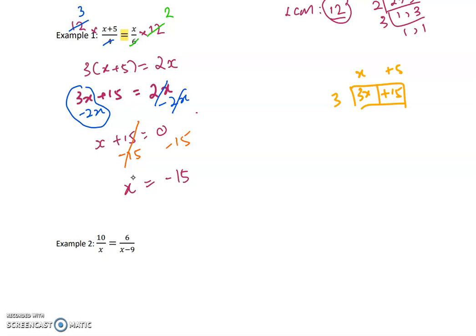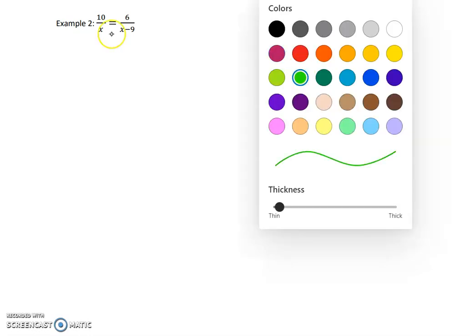Simple enough. Just remember, using the LCM, we can get rid of the denominators together. Now, what about this one here, where we actually have 2 different types of denominators? We have x here and x minus 9 here. So our LCM is just going to be x times x minus 9. So we're going to multiply by x and x minus 9.